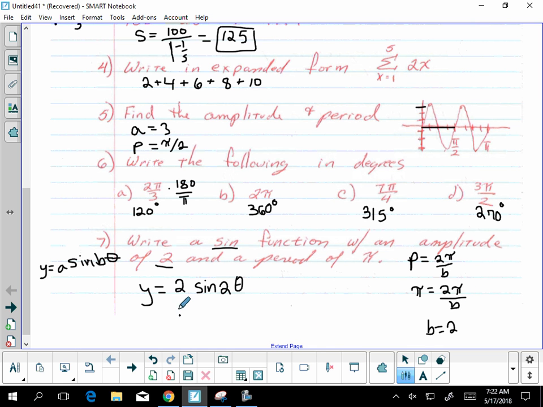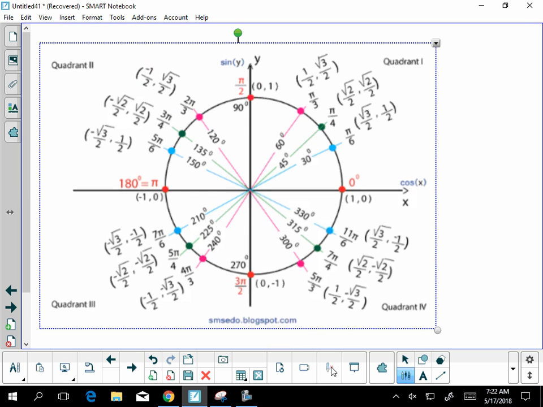So right here is my amplitude. Right there, in front of the theta, is my b. Oh, there's a unit circle in case we need it.